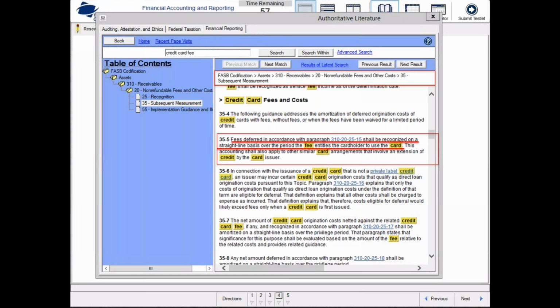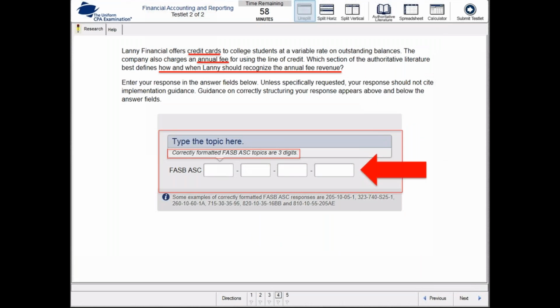So I would take my pen and write down on my scrap paper during my test 310-20-35-5, and make sure you double check that before you hop out. So now let's go back and put our answer. And like I said, it's really important how you format your answer, okay? Because depending on the topic, you might have multiple digits, you might have digits and letters, you don't know. So you have to make sure that when you're in the authoritative literature, you write down exactly what you see.